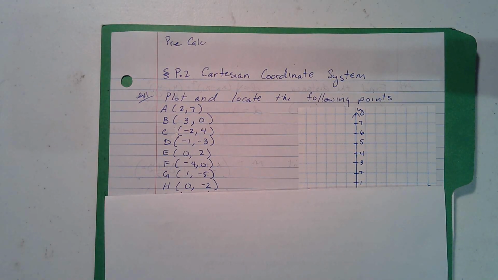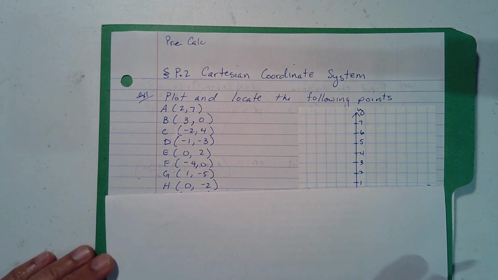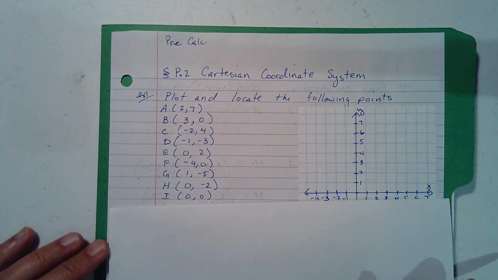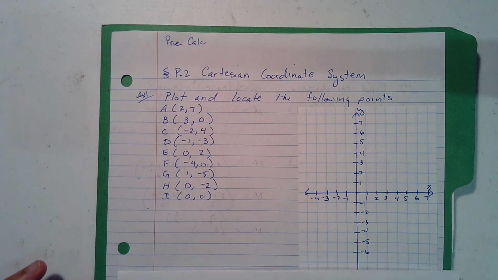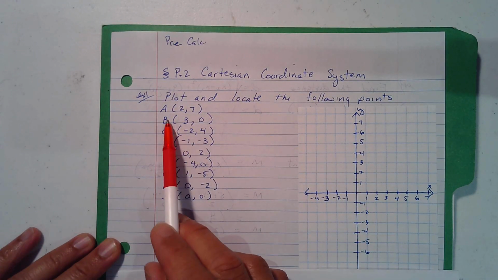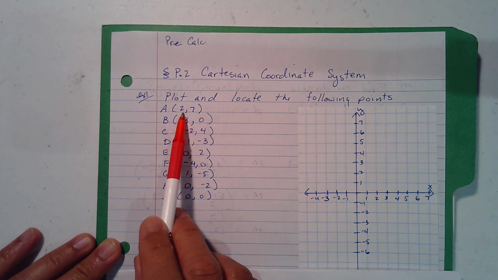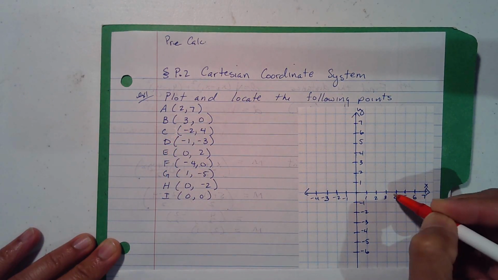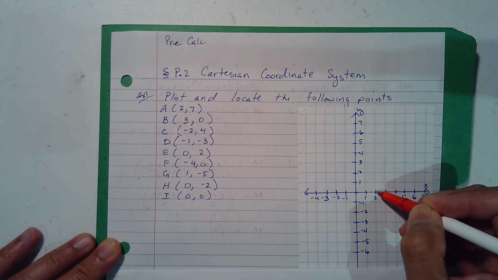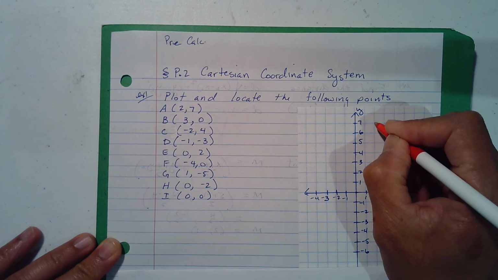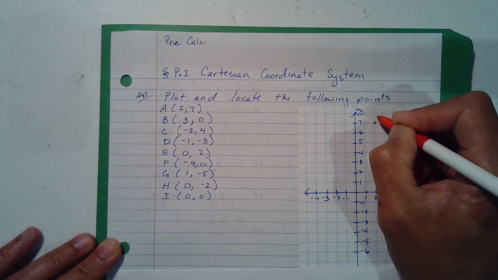Hello students, we're going to learn section P.2, Cartesian coordinate system. So again, this is a review from geometry. What we're going to do here is plot these points and locate them. So (2, 7), we go to the x-axis first, 2, and then the y-axis. So (2, 7). So here is A.